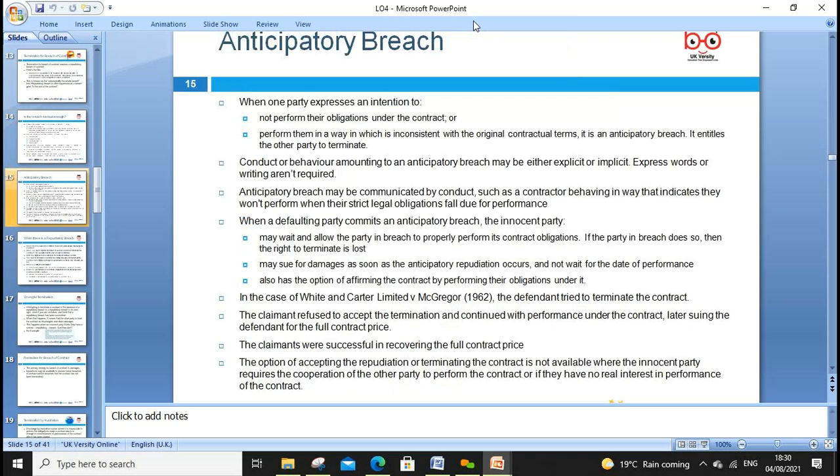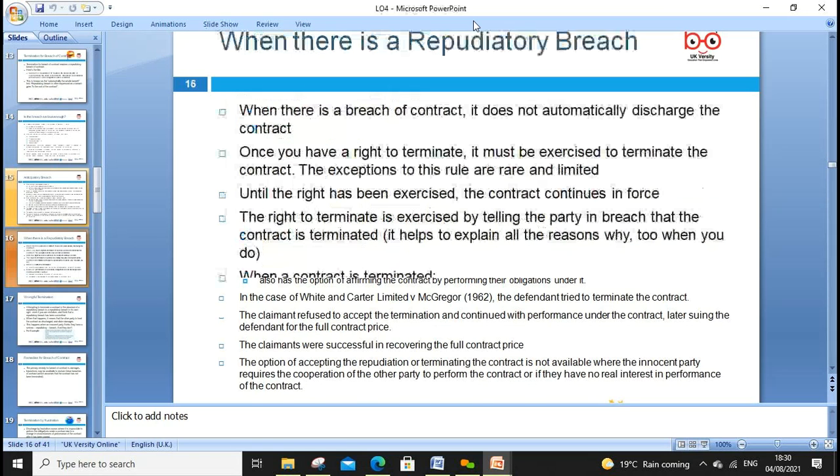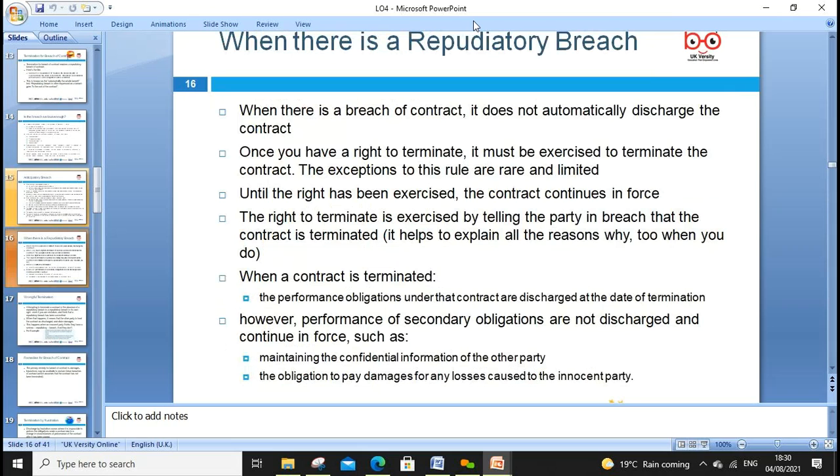Some can be anticipatory breaches, when one party expresses an intention not to perform their obligations under the contract, or performs in a way that is inconsistent with the original contractual terms. Sometimes they do, sometimes they don't. So this is called anticipatory breach. The conduct or behavior amounts to a breach, maybe by explicit or implicit words, that it may not be performed. So there are a lot of case laws as well.